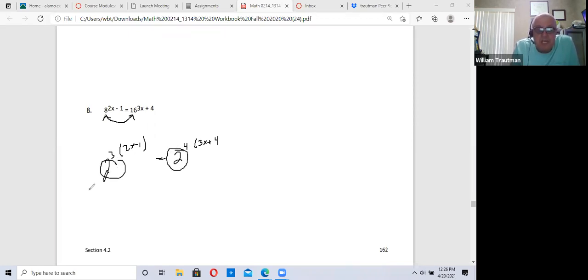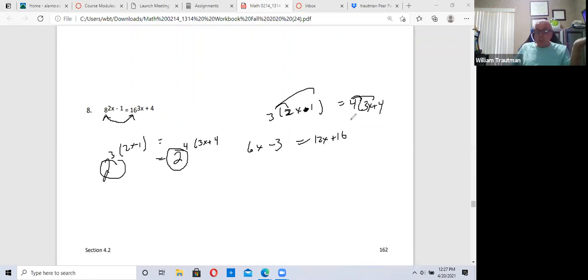So that means the tops equal each other. 3 times 2x plus 1. Oh, it's minus 1. Equals 4 times parentheses 3x plus 4. Distribute, and I get 6x minus 3. Distribute here, and I get 12x plus 16.